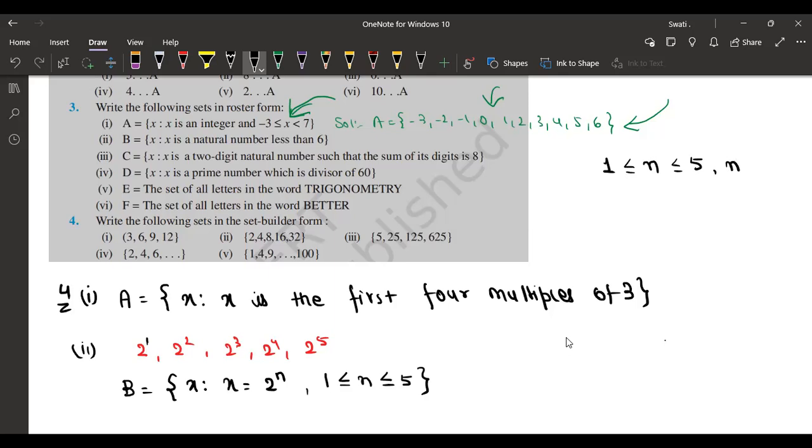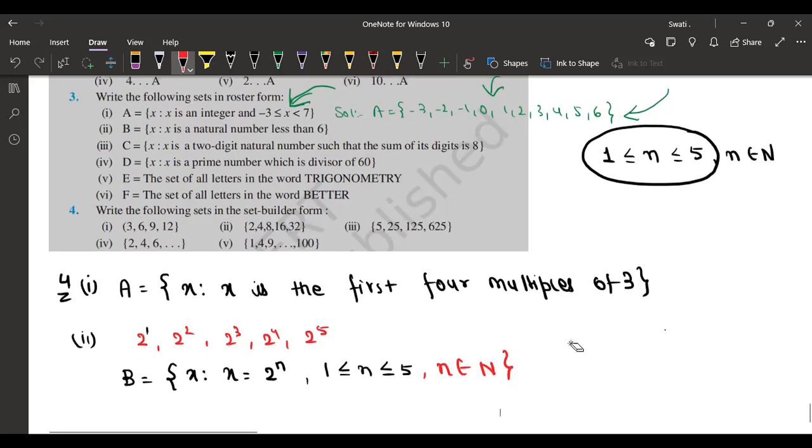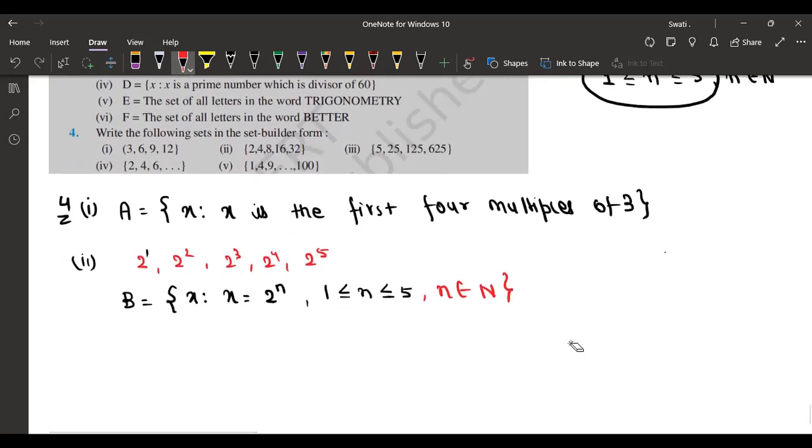If you just write down something more here, that means this small n belongs to the capital N. Capital N here simply tells you that it is a set of natural numbers. If you're talking about natural numbers, then for this particular thing that I have written here, the answer is going to be just 1, 2, 3, 4, and 5, nothing else. So it's very important to add the condition for n here, and that is n belongs to capital N. And that's the answer.